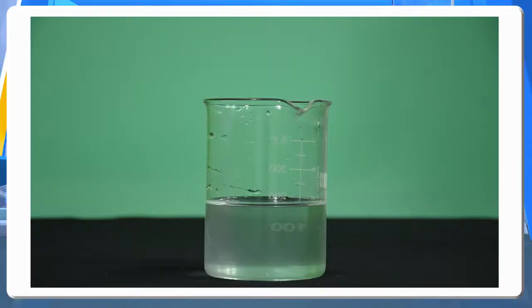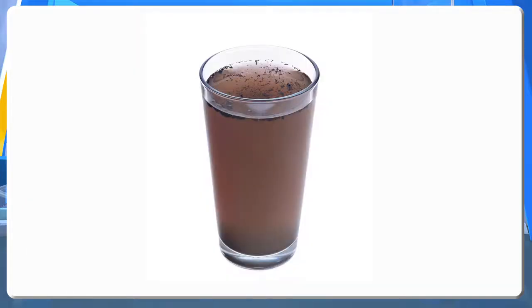So, we take sugar and muddy water. Sugar contains only one type of molecule. That means sugar is a pure substance. And what about muddy water? Muddy water contains mud and some other sort of soils and water. So, there are different types of molecules. So, muddy water is a mixture.